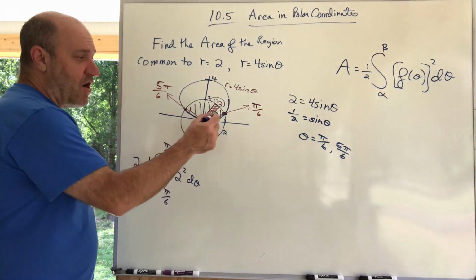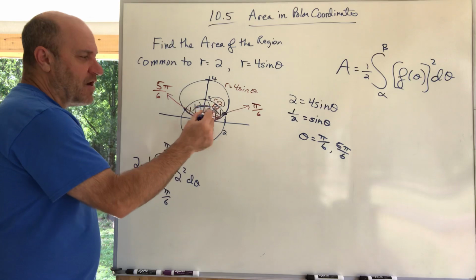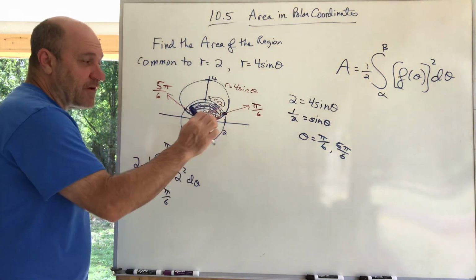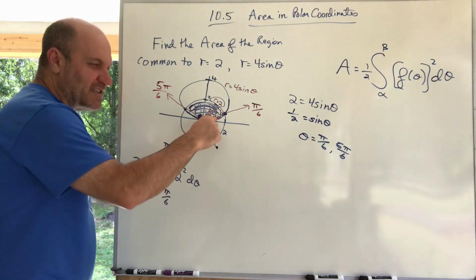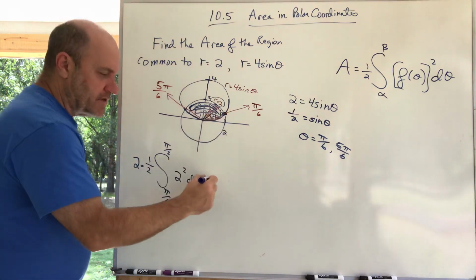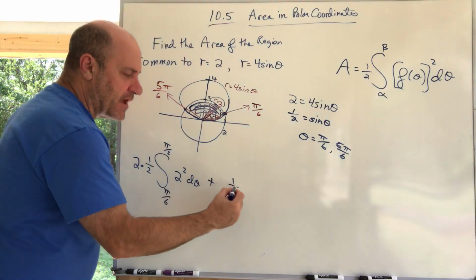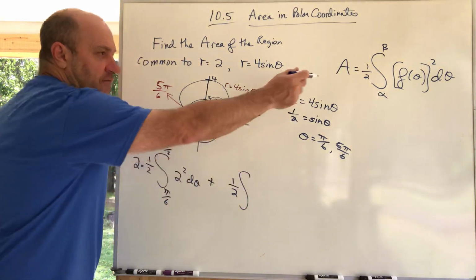So that gets me all this stuff. That gets me all this. I hope you're with me. But I need that sliver, and I need that sliver. And guess what? They're the same size sliver. We'll do one sliver, and we'll double it. So I need to also do that. Here we go. 1/2. That's part of the formula.